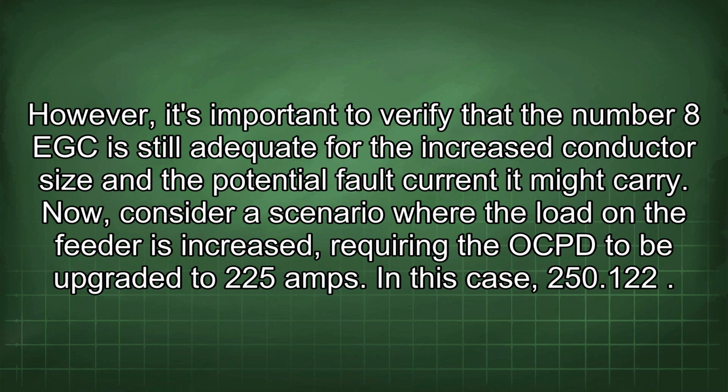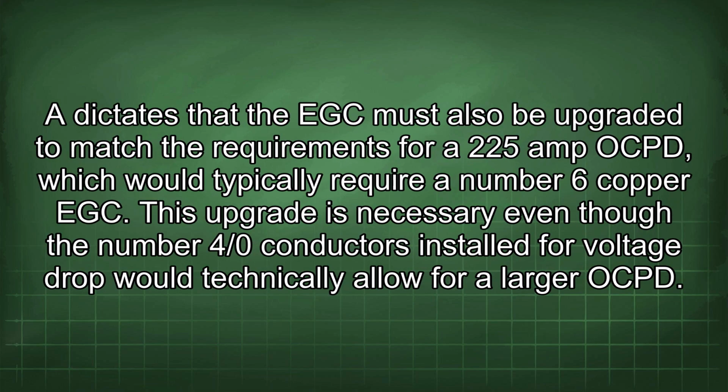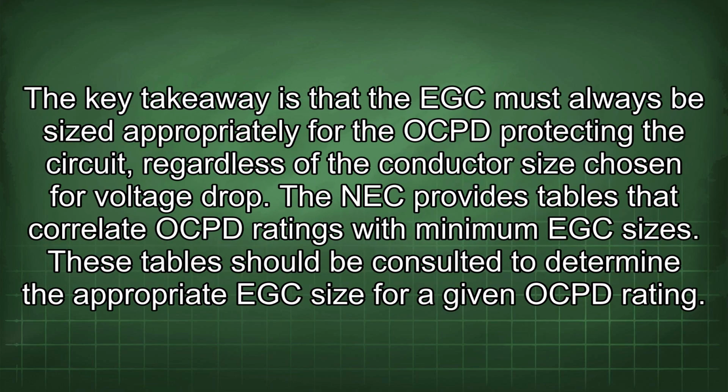Now consider a scenario where the load on the feeder is increased, requiring the OCPD to be upgraded to 225 amps. In this case, 250.122 dictates that the EGC must also be upgraded to match the requirements for a 225 amp OCPD, which would typically require a number 6 copper EGC. This upgrade is necessary even though the number 4/0 conductors installed for voltage drop would technically allow for a larger OCPD. The key takeaway is that the EGC must always be sized appropriately for the OCPD protecting the circuit, regardless of the conductor size chosen for voltage drop.